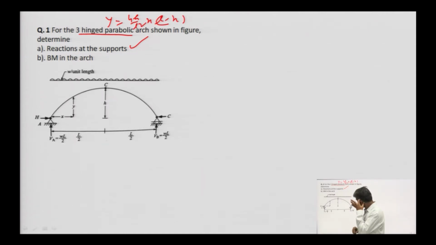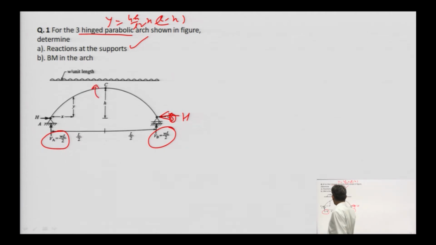Okay. So, in case of UDL covering the entire span, the reactions due to symmetry, V_A and V_B, will both be the same and equal to WL by 2. Okay. The horizontal thrust at A and B we can calculate by applying bending moment at point C equal to 0.